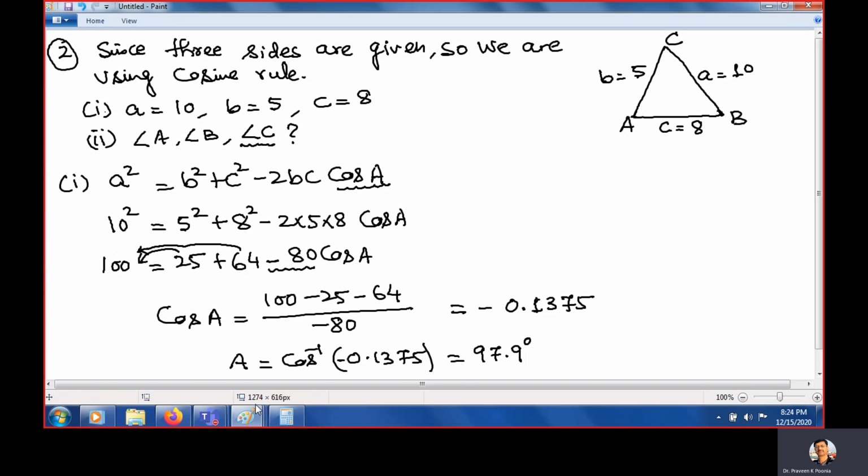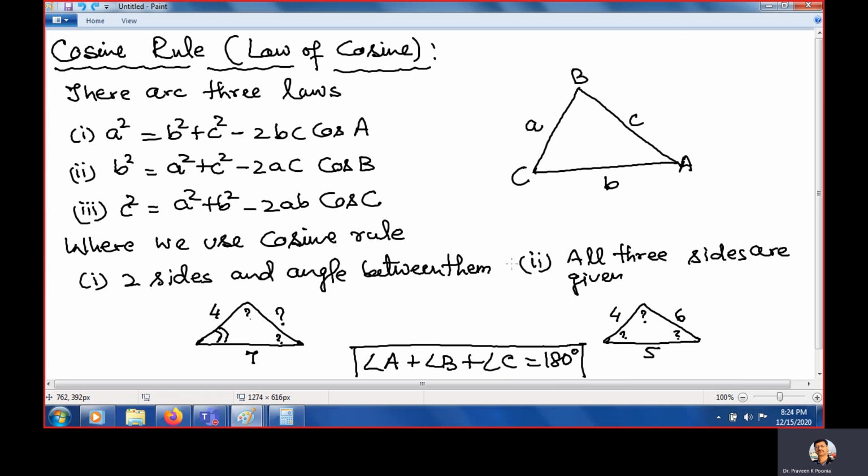So you need to use this when three sides are given. Clear? These three sides are given. So you can use any two relations. You can find angle A, angle B, or angle C. And the third angle you can calculate with this property: angle A plus angle B plus angle C is equal to 180 degrees.